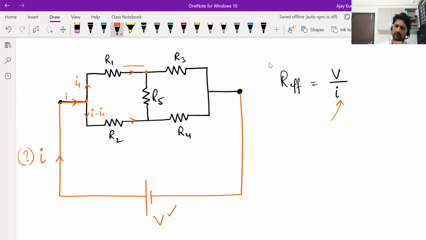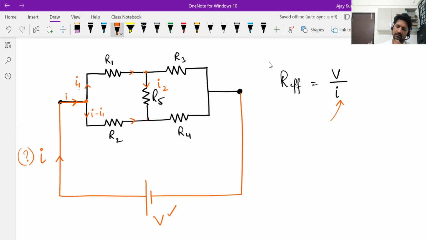Now from I1, some may go this way and some may go this way. From I minus I1, some will deviate this way, some will go this way. And these two will come here, may go like this, may go like that. So don't take currents one by one like this. Fine. Assume or imagine the final currents in these branches. See, like in this R5, there may be some current going this way, some current going this way, right? But ultimately, there will be one effective current flowing through it. Imagine that effective current. So let's say the current in R5 is effectively downwards, I2.